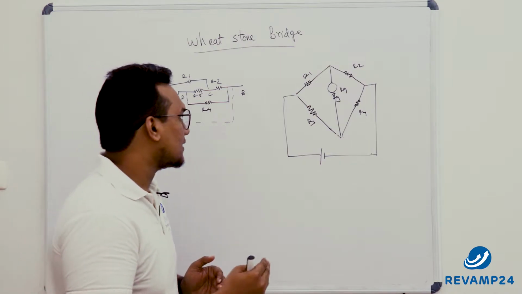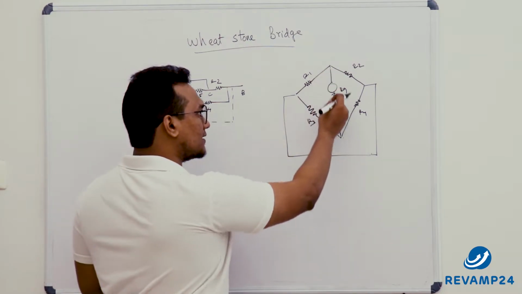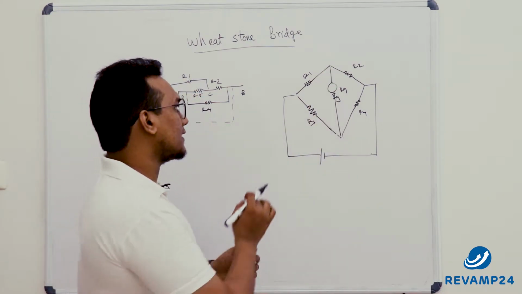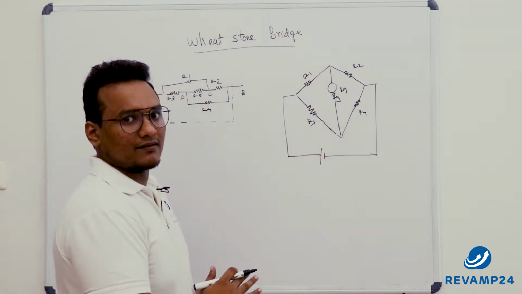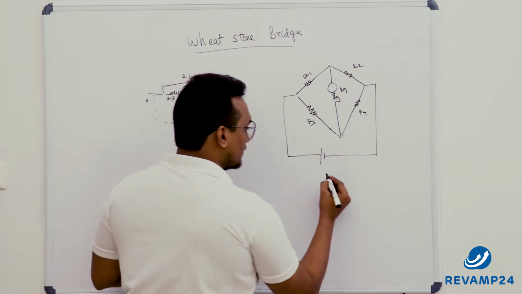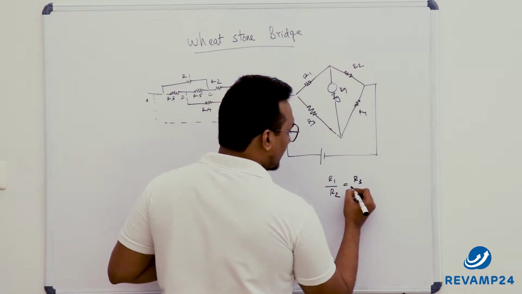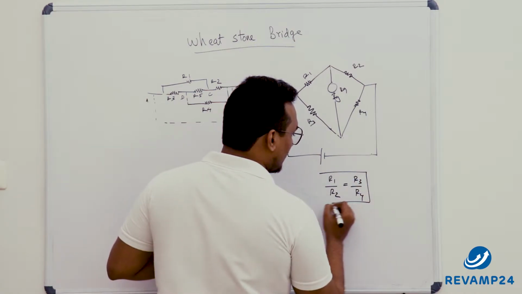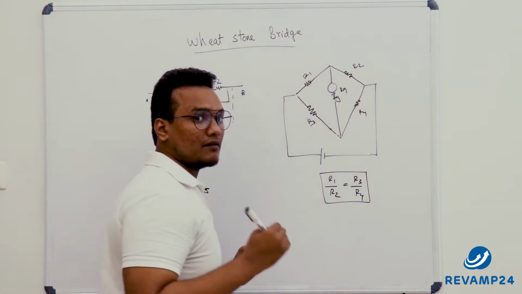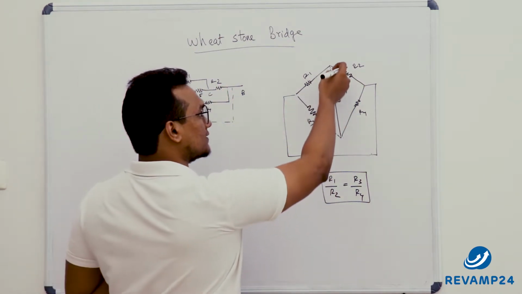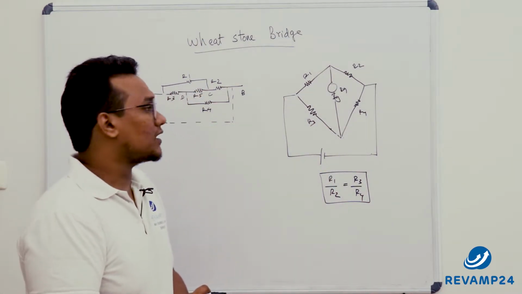What is balanced condition? Here you can see a bridge, right? The current passing through the bridge has to be zero. That is, current passing through galvanometer has to be zero. In that condition, we have a special relation, that is nothing but R1 by R2 is equal to R3 by R4. Now when can we apply this equation? When it is connected in this way and it is in balanced condition, that is current passing through galvanometer has to be zero.